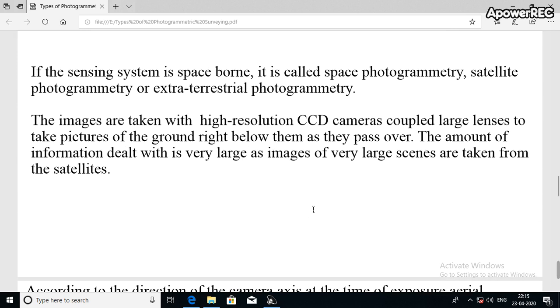Now, if the sensing system is space-bound, then it is called space photogrammetry. There is the third type, satellite photogrammetry or extraterrestrial photogrammetry. Obviously, it is closely related to remote sensing, and after getting the data from here, we can easily go to the remote sensing step. But right now, we will be talking about space photogrammetry or satellite photogrammetry. The amount of information is very large because it is taken from high resolution cameras from a long height. As a result, they require large screens of the satellite to get the data of that area.